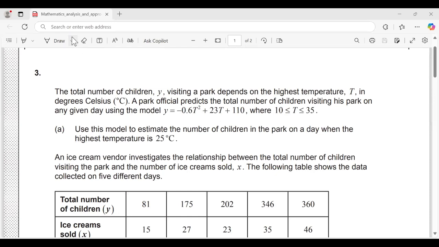Number three. The total number of children Y visiting a park depends on the highest temperature T in degrees Celsius. A park official predicts the total number of children visiting his park on any given day using the model y equals minus 0.6t squared plus 23t plus 110, on the interval 0 to 35. Use this model to estimate the number of children in the park on a day when the highest temperature is 25 degrees Celsius.